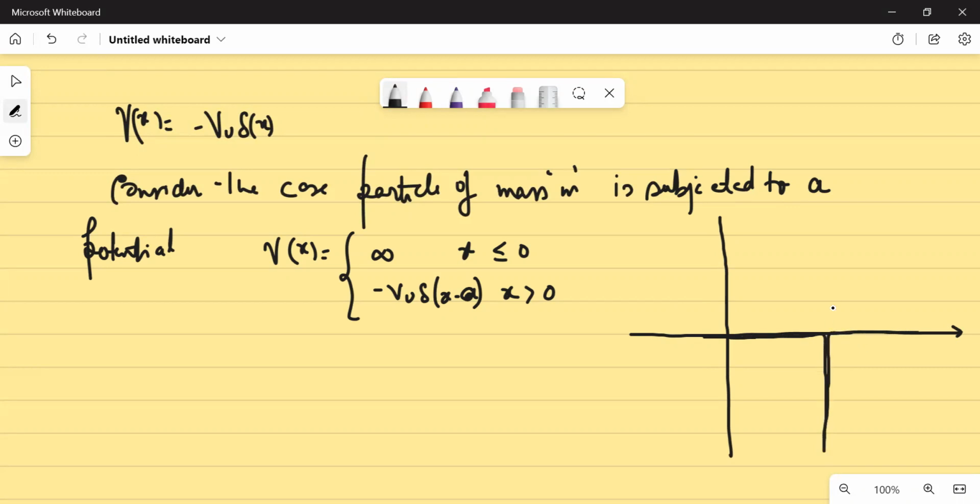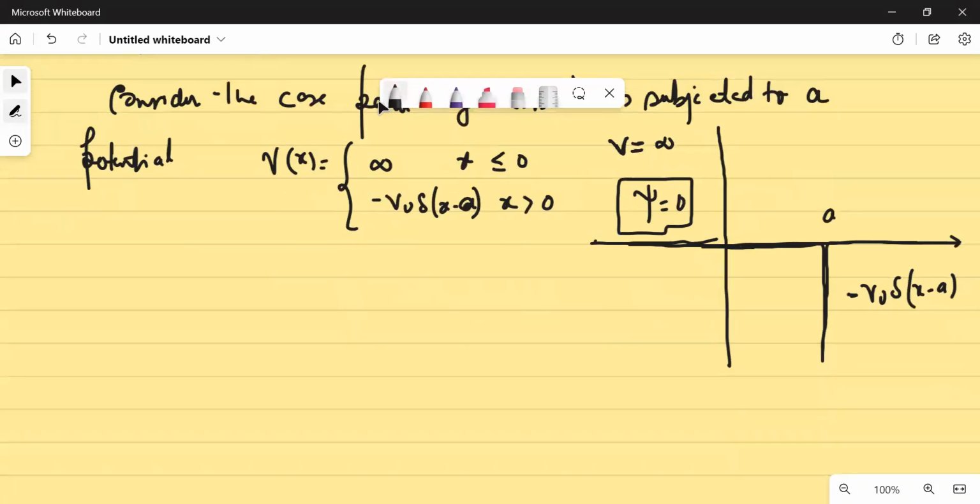So at x equal to a, you have an attractive Dirac delta potential, and for all x less than 0, you have an infinite potential. So your wave function here would be 0. That is certain. Your wave function here would be 0 since the potential here is infinite. I hope it is clear.